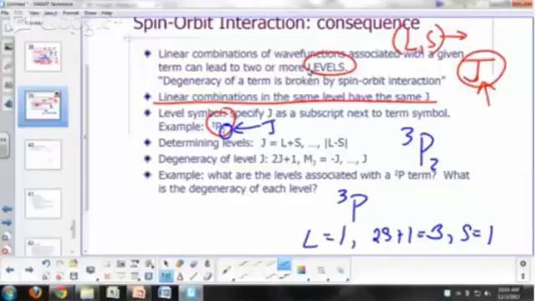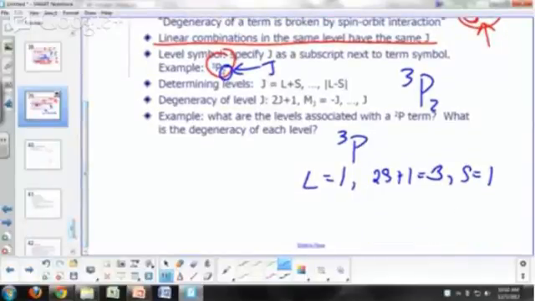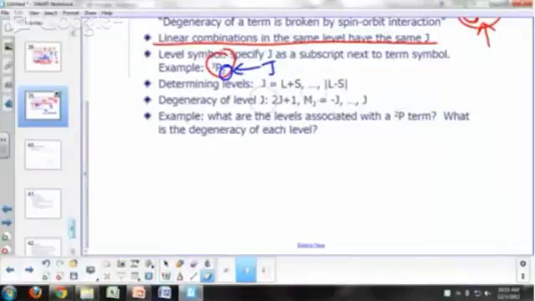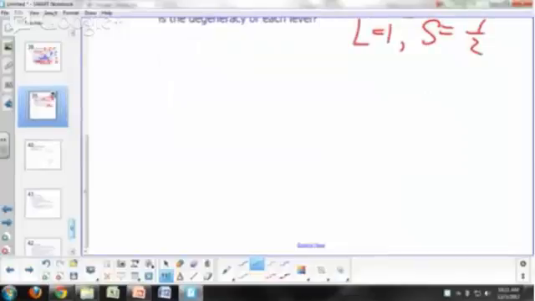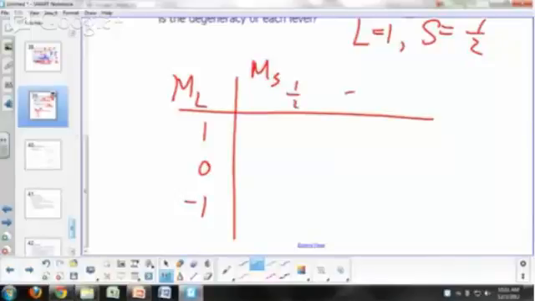Right? So how do you determine your levels? Let's look at the doublet P here. That's just the example that's given here. So let's say you have a doublet P term. What's our L for this one again? 1, and our S is 1/2. So what are our possible M sub L's and M sub S? M sub L can be 1, 0, or -1. And what are our possible M sub S? Positive 1/2 and -1/2.